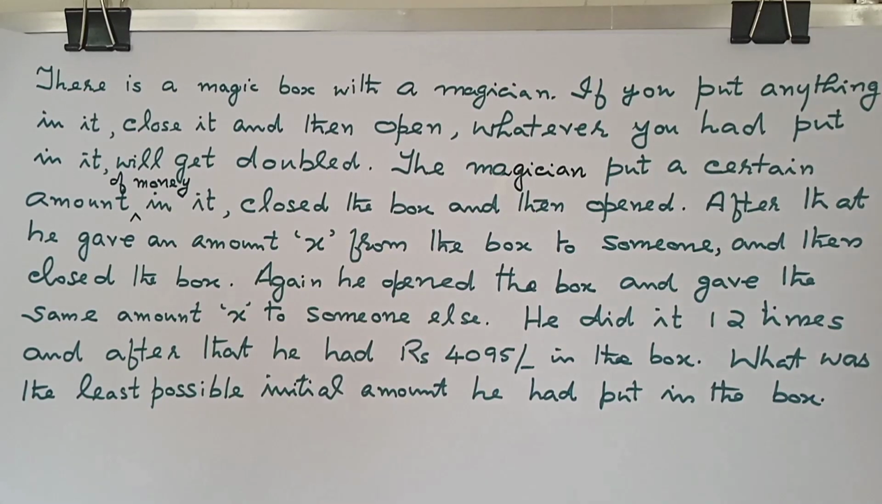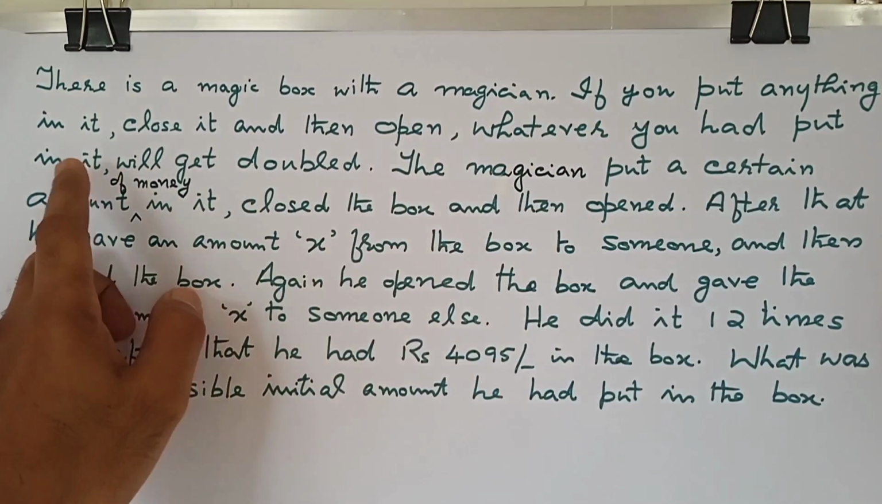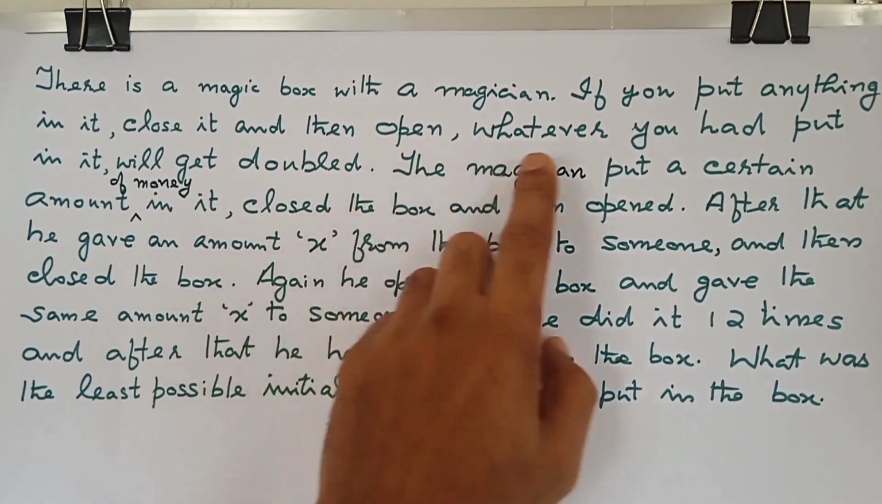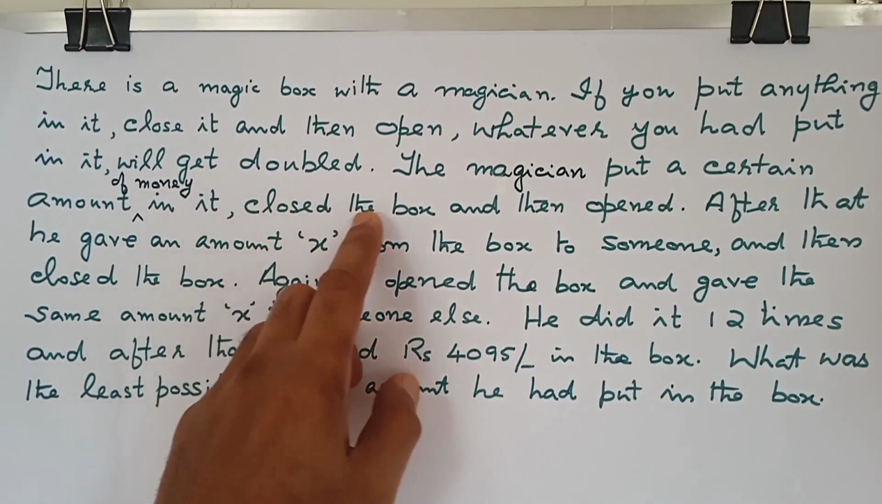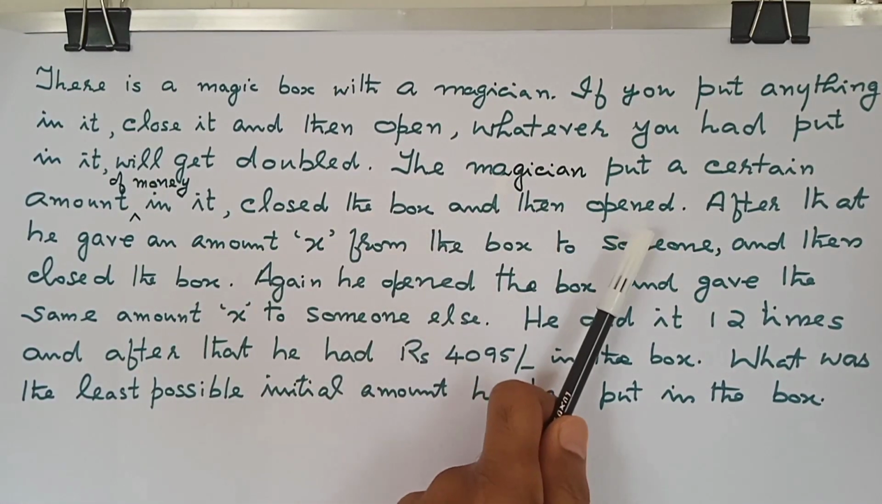Let's go. Here is a question from simple equation. There is a magic box with a magician. If you put anything in it, close it and then open, whatever you had put in it will get doubled. The magician put a certain amount of money in it, closed the box and then opened.